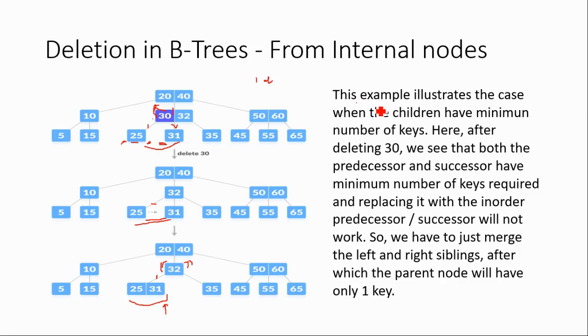So the description also says that this example illustrates the case when the children have the minimum number of keys. After deleting 30, you see both the predecessor and successor have the minimum number of keys required, and replacing with another successor will not work. So we just have to merge the left and right sibling, after which the parent node will have only one key. So this is completely easier to understand.